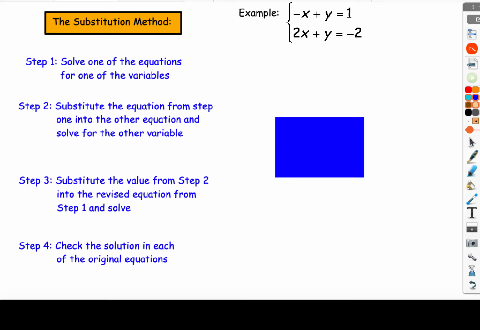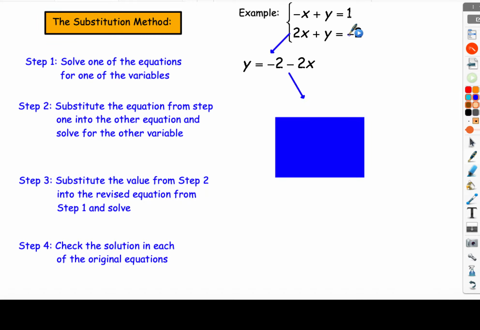Number one, we need to solve one of the equations for one of the variables. So looking at our equations that we've been given here, we've got a negative x, which would be easy enough to solve for, but I would argue that both of the y values, because they're already positive values in our equation, would probably be easy to get all by themselves.